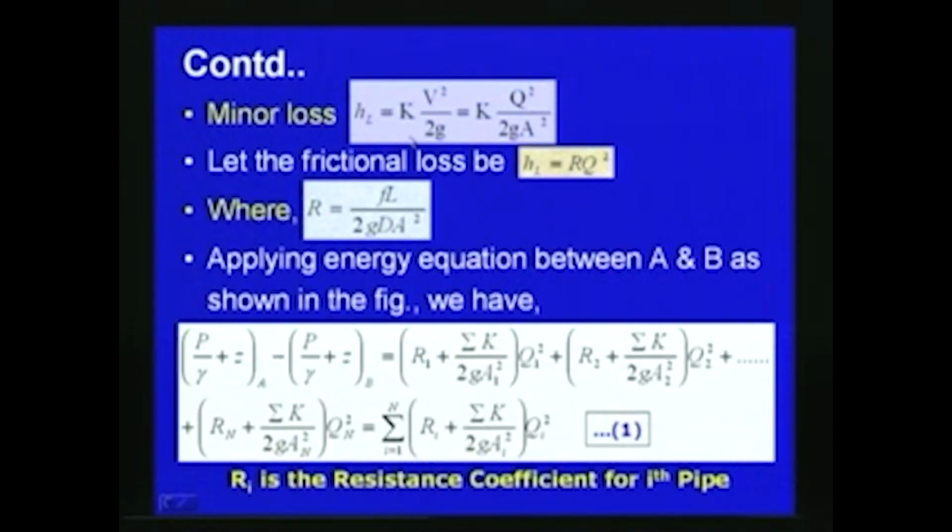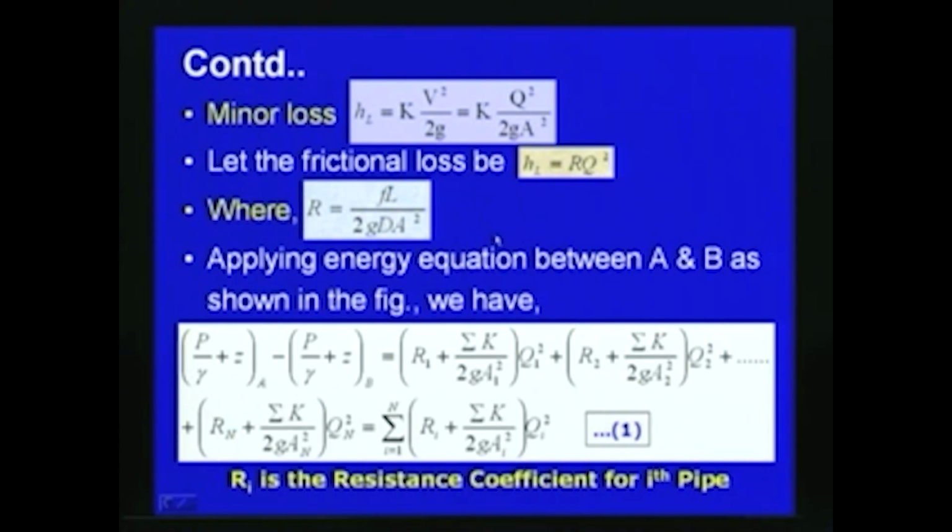As far as minor loss is concerned, we have seen earlier that the minor loss can be written as HL is equal to k v square by 2g, where k is the loss coefficient. This we can write in terms of discharge as k into Q square by 2g A square, where A is the cross section area of the pipe. Now, we can represent the frictional loss as HL is equal to R Q square, where R is the resistance coefficient. R is written as R is equal to f L by 2 g D A square, where f is the friction factor, L is the length of the pipe, g is the acceleration due to gravity, D is the diameter of the pipe, and A is the area of cross section of the pipe. So, we represent the head loss HL in terms of R Q square.